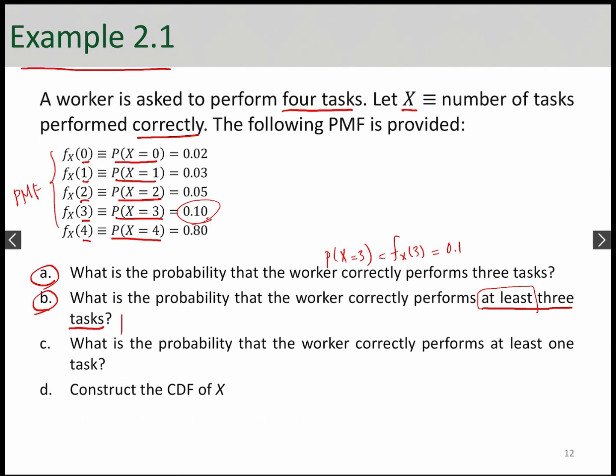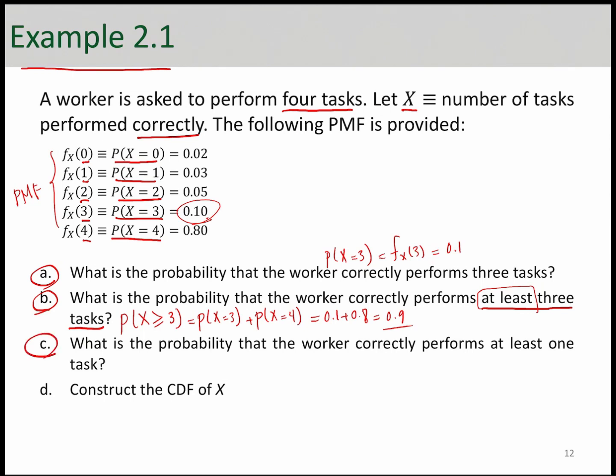So therefore, you're going to have to calculate probability of X greater than or equal to 3, which is probability of X equals 3 plus probability of X equals 4. In that case is 0.1 plus 0.8, so 0.9 or 90%.